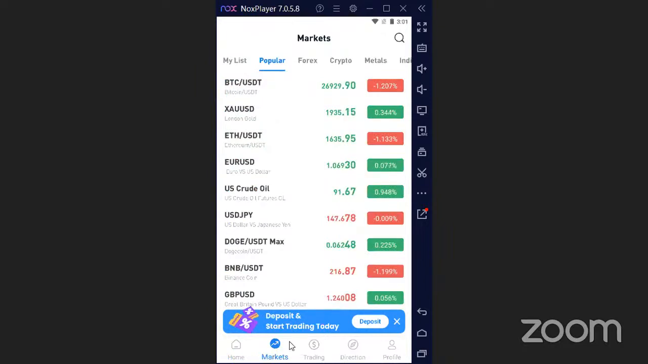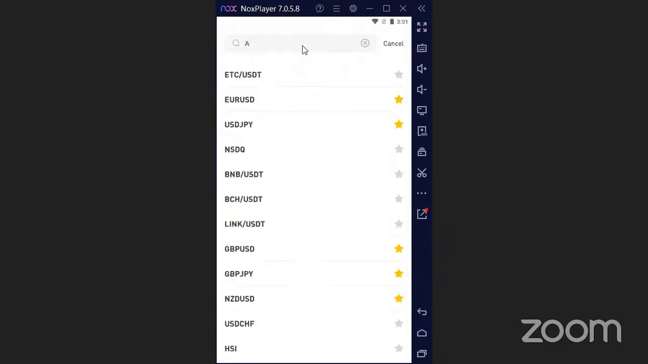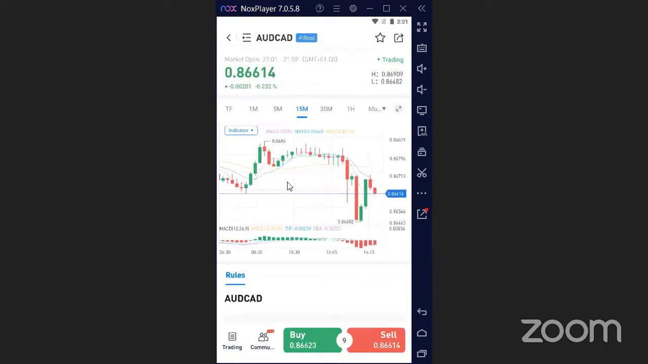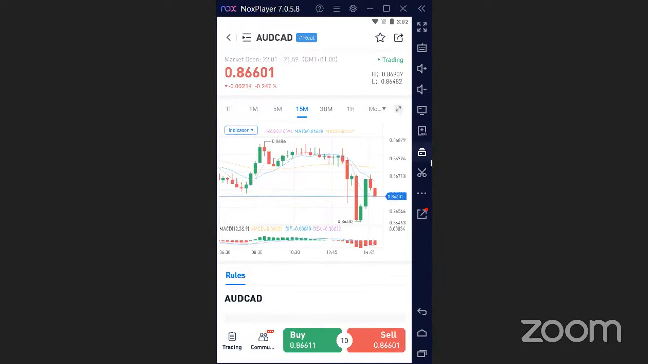Click on the market here, then come here and search for AUDCAD. Go to your search box and search AUDCAD. After searching, click on it. See, this is my AUDCAD chart. What I want to do is place a sell limit. I'm saying that when the price gets to that price point, it will start selling from there.